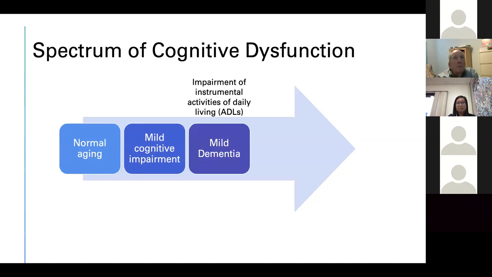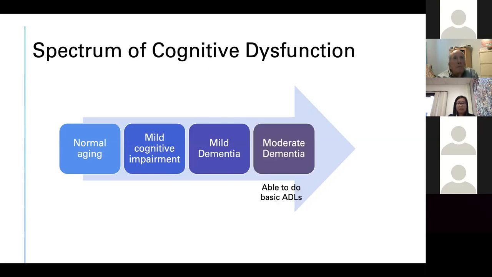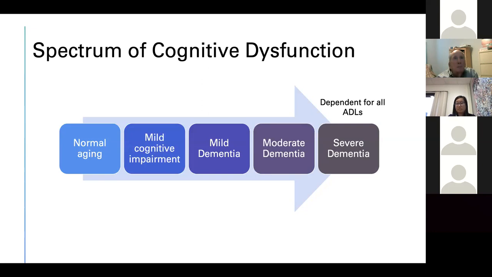Mild dementia, there's impairment of instrumental activities of daily living. So these are higher level tasks such as medication management, managing their finances, driving, cooking, shopping, using the telephone. For patients with moderate dementia, they cannot do any of their instrumental activities of daily living. They're still able to do their basic activities of daily living, which would include dressing, grooming, toileting, ambulating, and feeding. And finally, severe dementia, they're dependent for all of their activities of daily living.